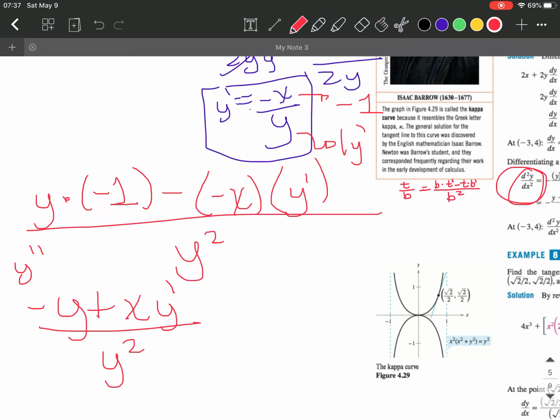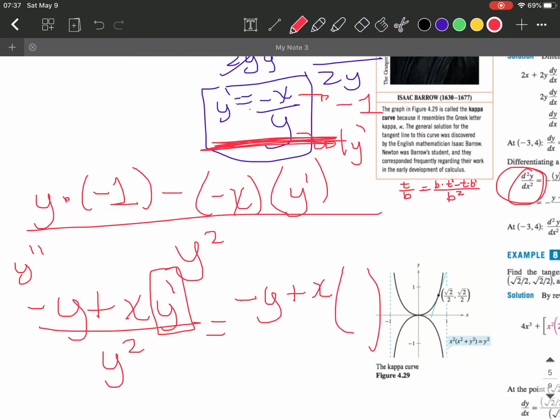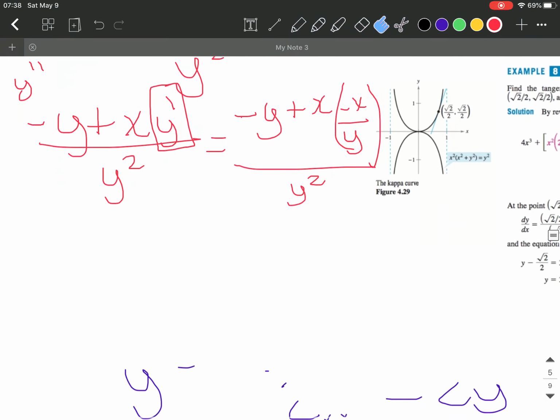Okay, so what's the issue here? I cannot have y prime as part of my answer. So I need to take this part where it's y prime and substitute my already simplified y prime equation. So my double derivative is actually going to be negative y plus x times negative x over y, all over y squared. And then you have to simplify that equation.